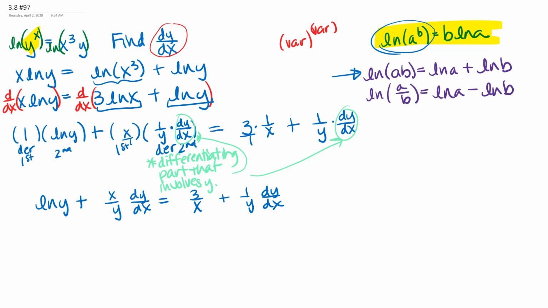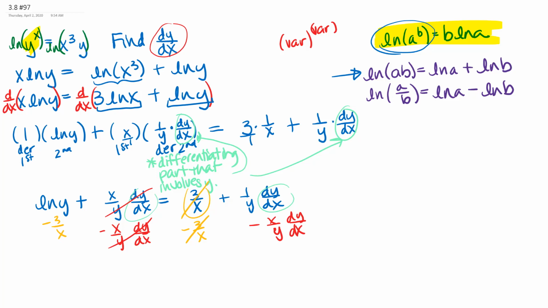So I have dy/dx terms on both sides of the equation. I need to get them both on the same side of the equation. So you have some choices about how you do that. I'm going to choose to subtract x over y times dy/dx from both sides. So that'll get all of my dy/dx terms on the right side. And then I'll also want to get all the terms that do not involve dy/dx on the other side of the equation. So I'm going to need to move this 3 over x to the other side of the equation. So I'll subtract that also from both sides.